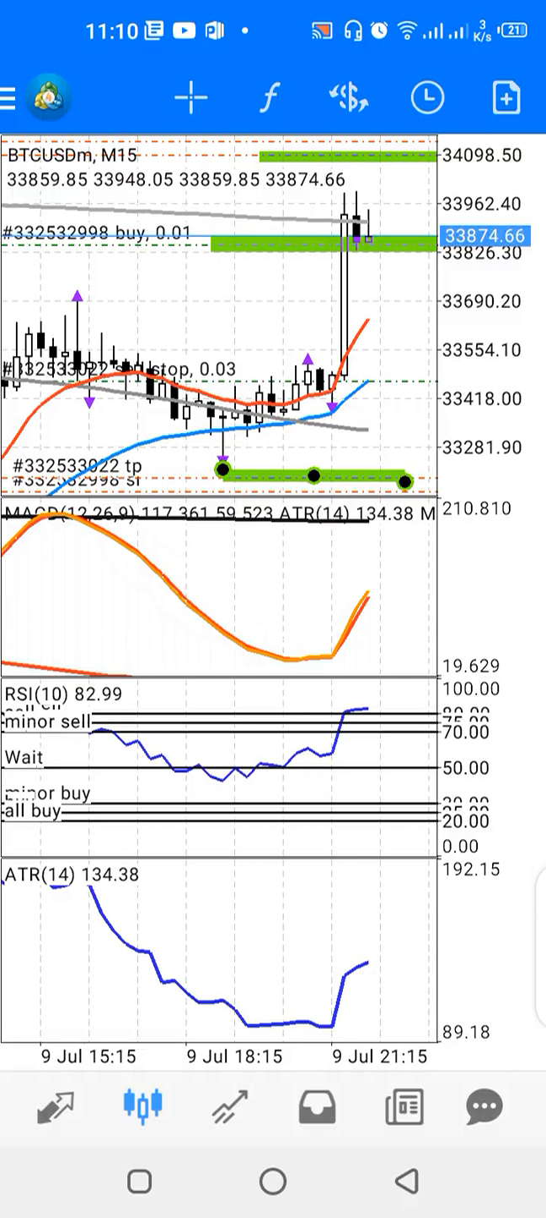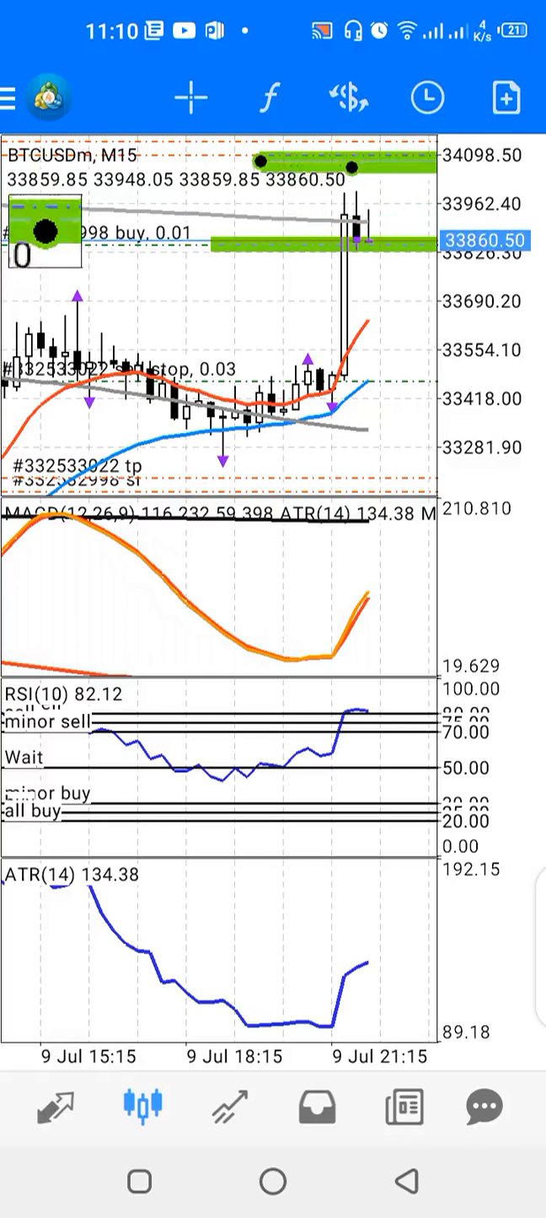Now the first trade is 0.01. The take profit is 250 points. If your price for the first trade is 33,870, for instance, you have 250 points added to that. Let's say your first trade is 33,848. Adding 250 points to that will give you 34,098. Okay, that's just an example.